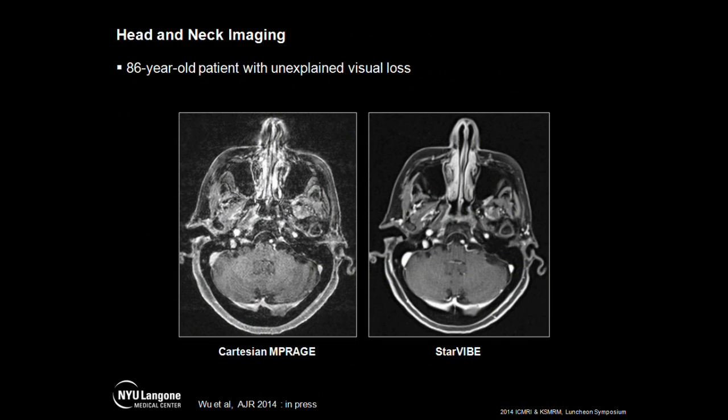But of course, not only pediatric patients move, also adult patients move. On this slide you can see a head scan of an 86-year-old patient. Again, on the Cartesian MP-RAGE sequence, which is visible on the left side, there were quite significant motion artifacts. Also in this application, we are consistently getting better image quality with the StarVIBE sequence. And therefore, the StarVIBE sequence has also become a routine protocol at NYU for imaging of the head and neck.